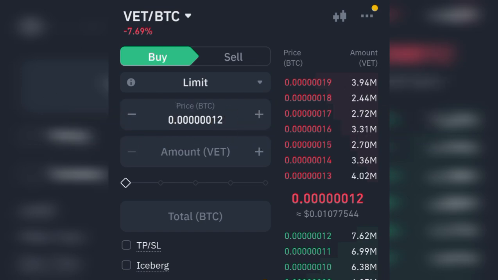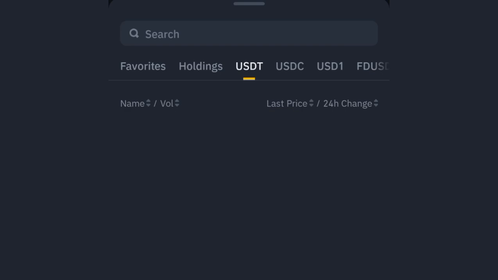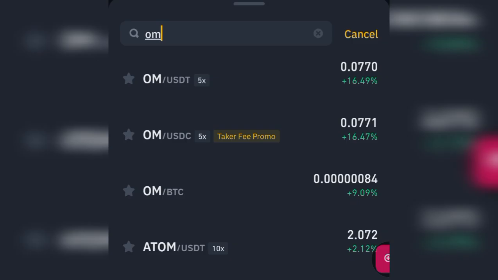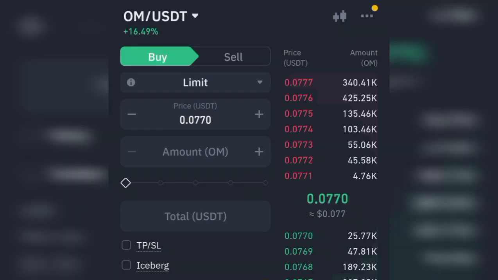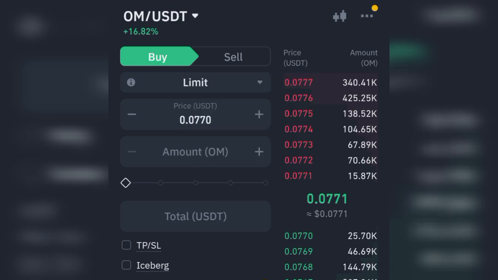Okay, so let's get into what our Wonder Tool told us to do today. We are unveiling the signal for the day. So let's go check it. Wait for it. It is OM. This is a coin that I have traded many, many times and I have made money with it. Now, this is Binance, okay? So you have to be conservative with the profits you get, but it still gives profit, right? So we have OMUSDT on Binance that we are going to be buying, and then we are going to sell it off on KuCoin for profit.